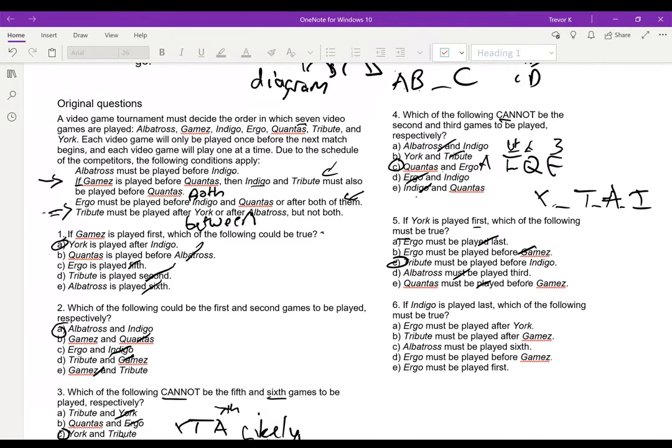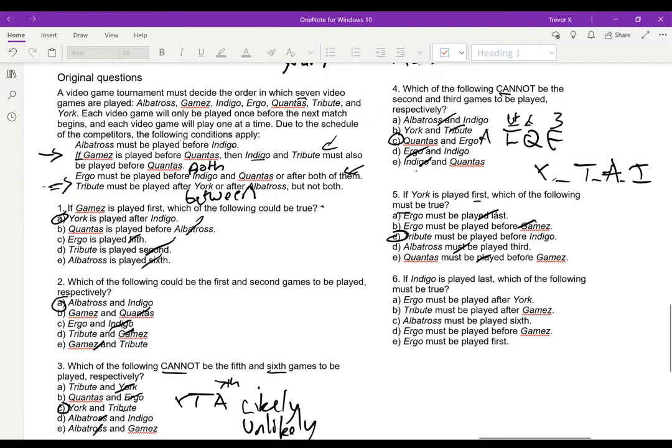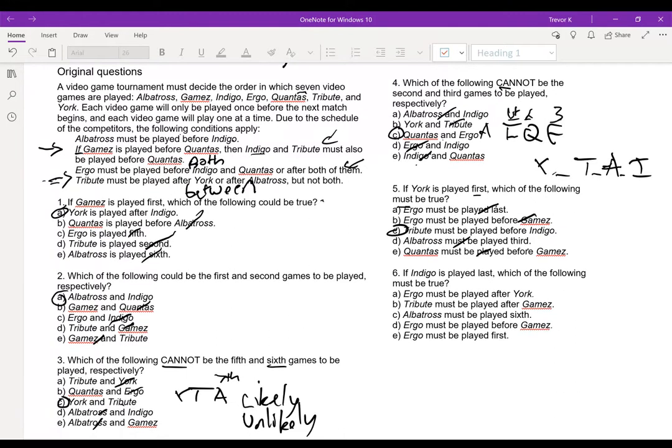All right, last one up. If Indigo is played last, which of the following must be true? So I've got a couple of things that apply to Indigo, right? If Indigo is played last, then I've got Albatross sometime before it, obviously. I've got that Indigo can't be before Quantus, because if Indigo is before Quantus, that triggers the rule. But if Indigo is last, it can't be. So I'm going to cross out that one. I can't make this rule apply.